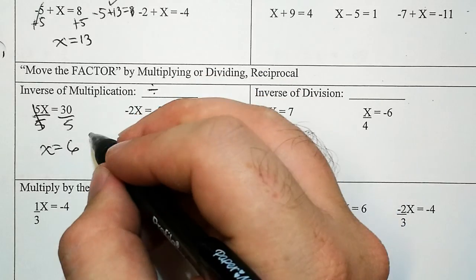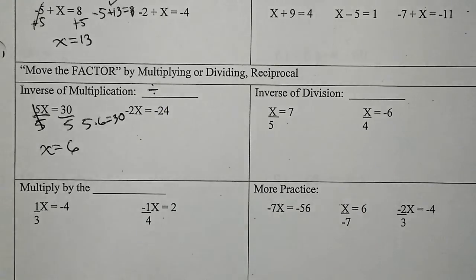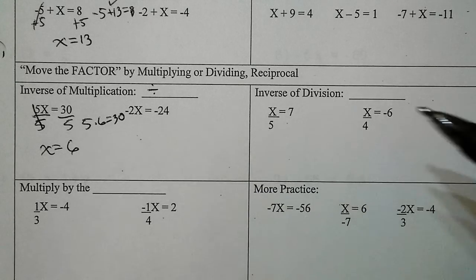Now to check it, we just plug it back in. 5 times 6 equals 30. You can try this one on your own. It's going to work out very similar.